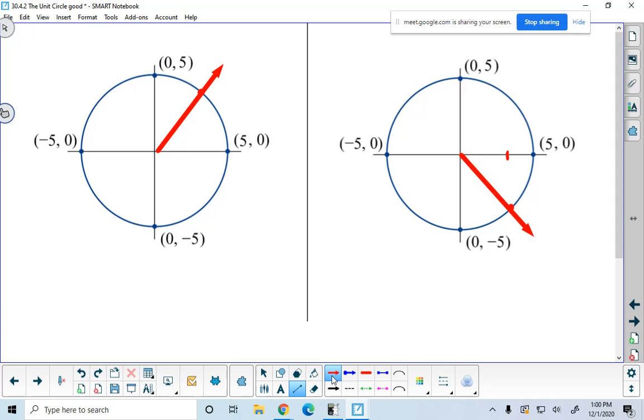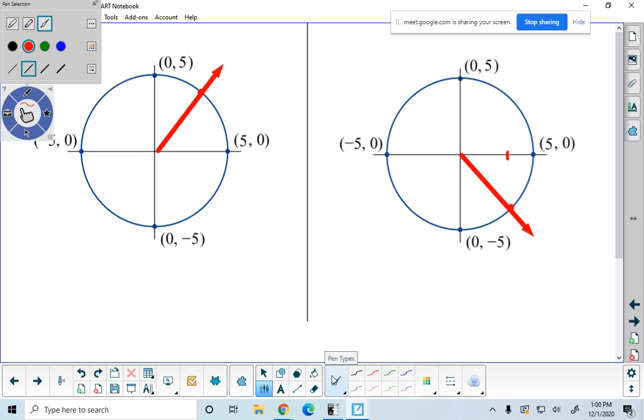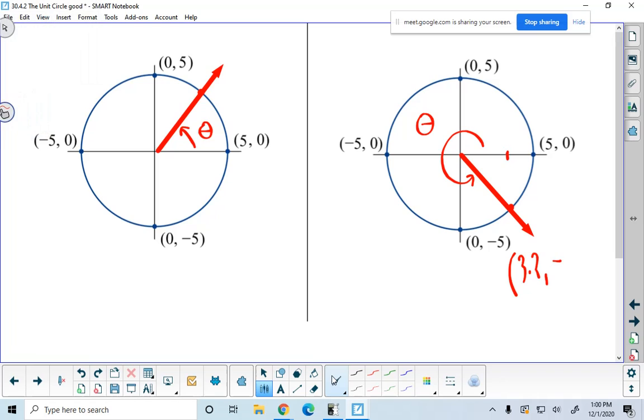Let's label the actual, so those are the terminal arms. Here is the angle. Here is the angle. We can put the coordinates 3.2 comma negative 3 root 41 over 5 and 3.2 comma positive 3 root 41 over 5. So that finishes that first set of examples. Any questions with any of those?